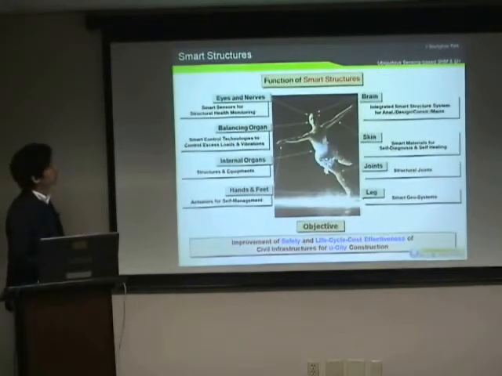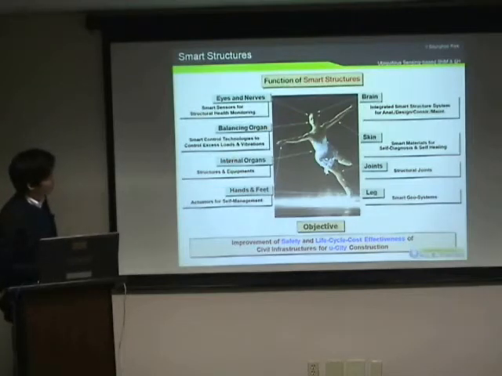Our final goal is to develop smart structures. As you can see here, we can see some functions of smart structures. Do you know who she is? She's a figure skating player in Korea. Her name is Yuna Kim. I hope she wins the gold medal at the Vancouver Winter Olympics next month.